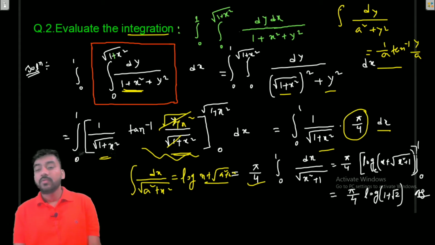Now if you put 1, then it will be 1 plus root 1 plus 1, that is 1 plus root 2. And if you put 0 here, then this will be 0, this will be 0, so it will be log 1 only. So log 1 will be 0. So the upper limit is first: if you put 1 here, you will get 1 plus root 2, and if you put 0 here, you will get log 1, and log 1 will be 0. So the final result will be pi by 4 log of 1 plus root 2. Okay. So now let's move to the next question.